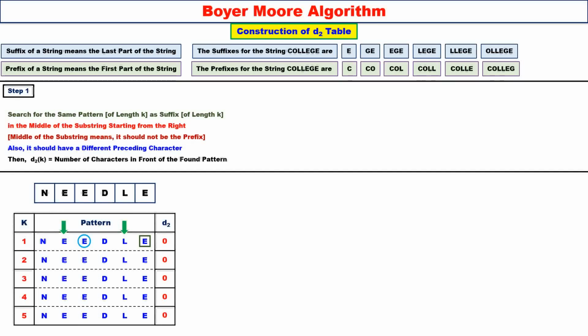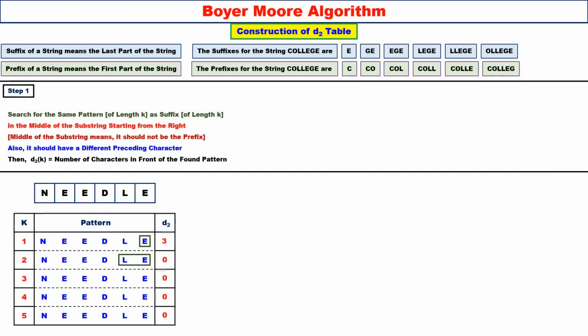So therefore, you count the number of characters in front of the matched pattern. That is 1, 2, 3. So this will be the count. So 3. Very good. Next, we will consider LE.